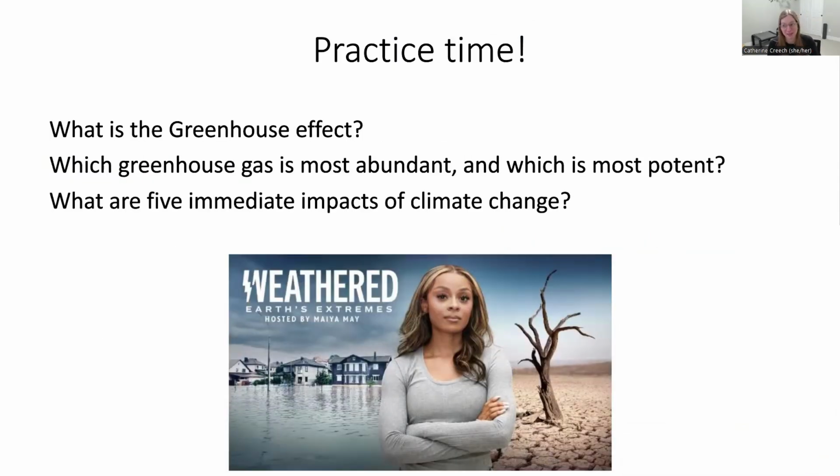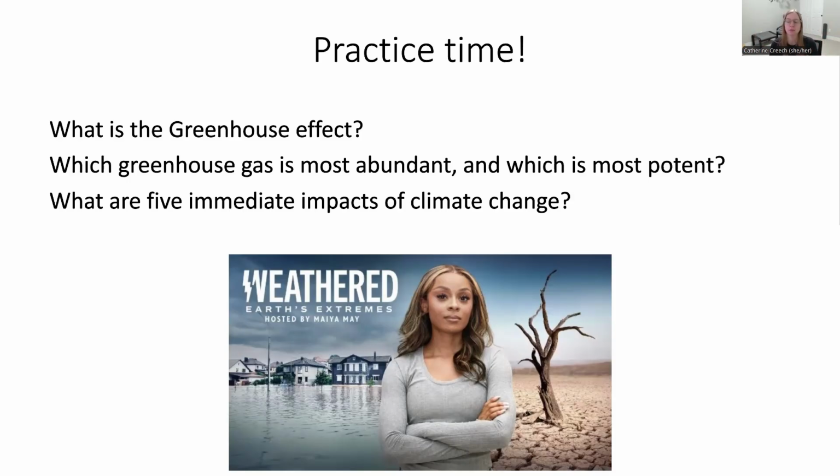Now I want you to think about climate change. You watched several episodes of Weathered, and I want you to practice, maybe for an essay question on your final, explaining what the greenhouse effect is, what greenhouse gases are most abundant, what greenhouse gases are most potent, and those are not the same thing. So it's not just carbon dioxide for each of them. We have the potent and the abundant being different.